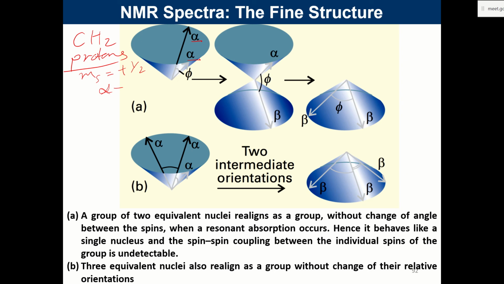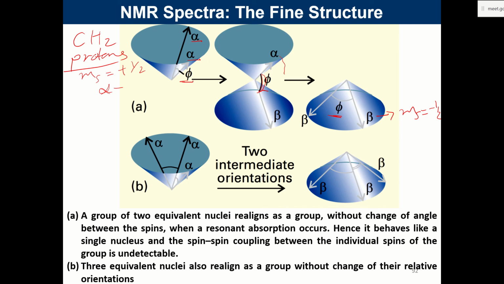After the absorption of the signal, there are two possible orientations. One alpha changes to beta, but the angle phi is still the same, so the relative orientation is still the same. If you further give the radio frequency, the second alpha also changes to beta, with ms minus half, since the z component is negative. In all these cases, as energy is absorbed and alpha changes to beta gradually, at no stage does the angle phi change.